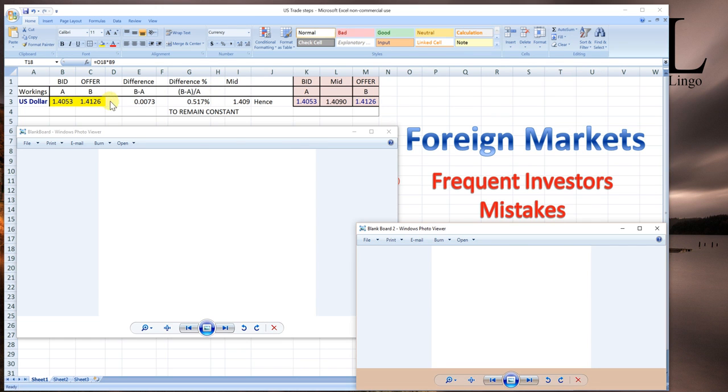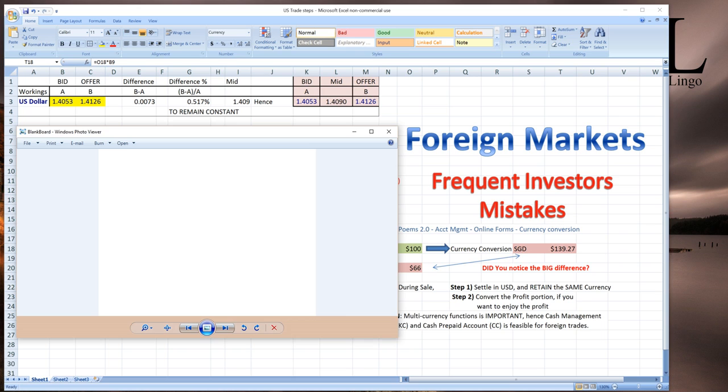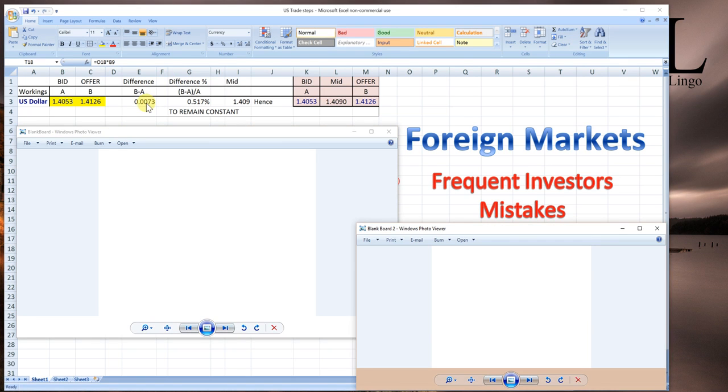From here we work out that there is a price difference of 0.0073. When we divide this price difference by the bid price, we realize that the difference between these two prices is 0.517%. Then we take a midpoint, which is the sum of these two divided by 2, and we work out that the mid is at 1.409.